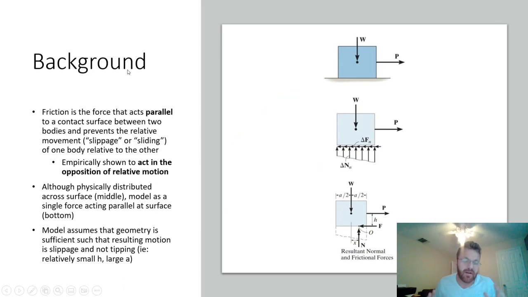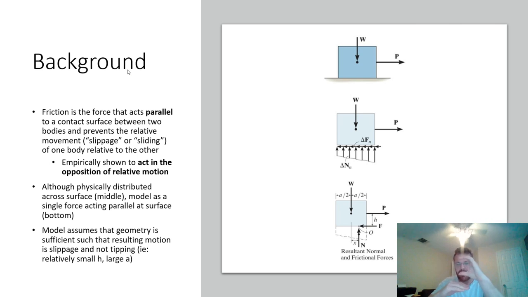So when you think about friction, our book formally defines it as force that acts parallel to the contact surface between two objects. And its whole goal is, well, it's not a goal, it's just a tendency, to prevent the relative motion of one body to the other. And your book uses two terms to define the nature of that motion. They refer to it as either slipping or sliding. And in terms of direction, it's going to be parallel to the two points of contact surfaces.